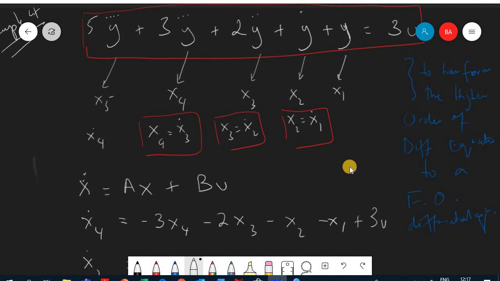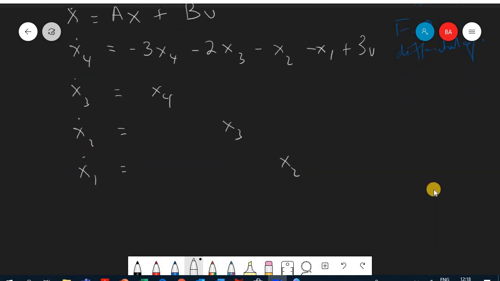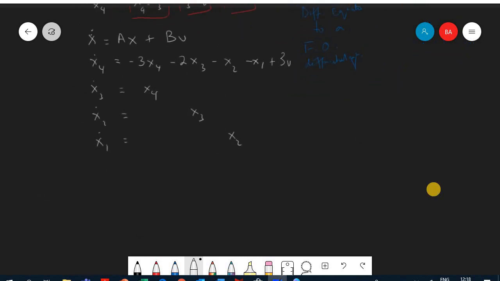And what else? These are my equations. So I have 1, 2, 3, 4, 5 equations here. Looking at these equations, very simply I can build my matrix. I need to rearrange them, right? Oh sorry, I have 4 equations here. It's a 4th order system, so that's why I have 4 equations.